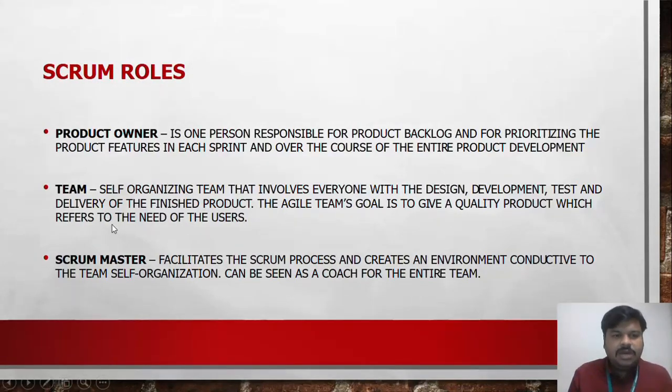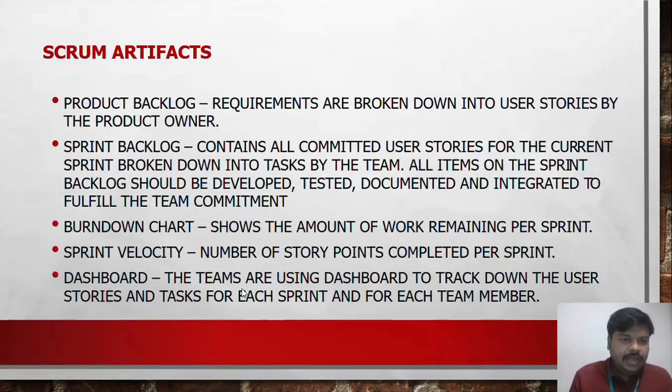Scrum roles. What are the Scrum roles? The product owner, team, and Scrum master. Product owner, what is his role? He is responsible for the product backlog. So he will be adding some set of items for each and every sprint for the development of the product. Team. The team will be working on the design, development, test, and delivery of finished products according to each and every sprint. Scrum Master facilitates the Scrum process and creates an environment for team self-organization, and can be seen as a coach for the entire team.